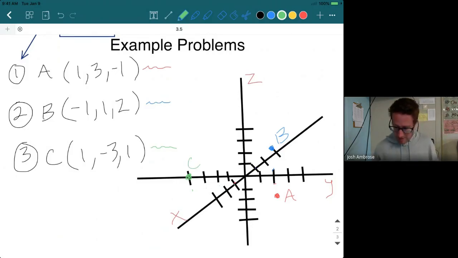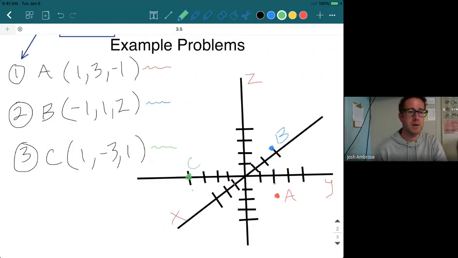Okay, so now you can kind of see how this works. If we have a positive X, you're coming out of the screen. Positive Y would go to the right, then a positive Z would go up. And you can flip all that around for negatives. A negative X would go into the screen, a negative Y would go to the left, and a negative Z would go down.